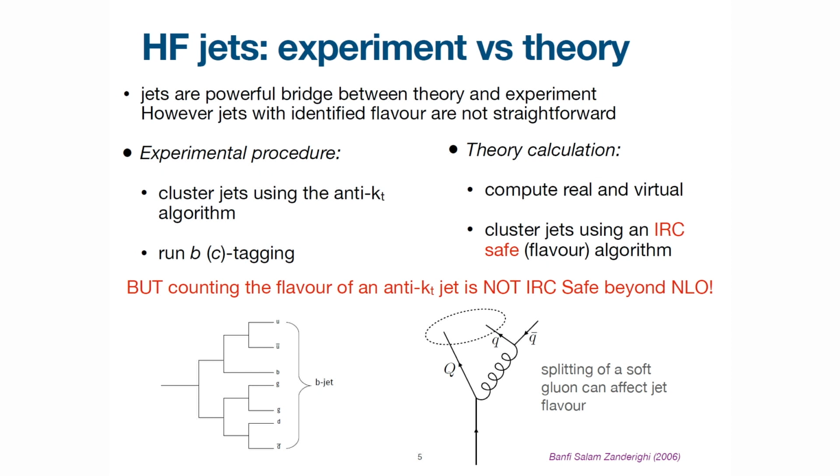And you see that if you recluster these Q, little q and big Q, the flavor of your jet changes. The flavor of your jet is determined by a soft emission, and this is what we say is the signal of infrared and collinear safety violation.